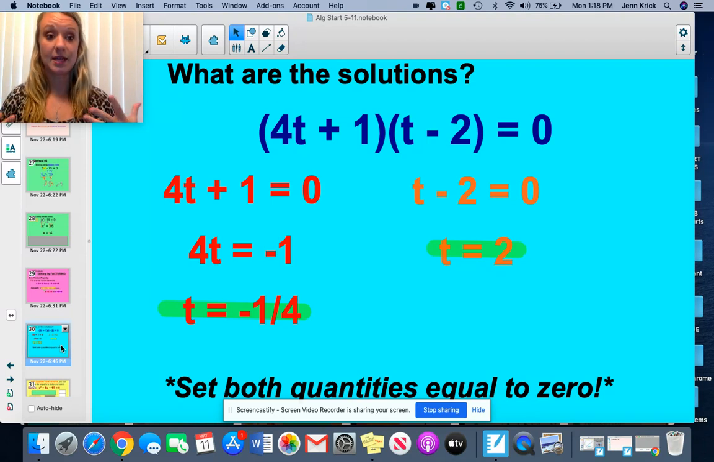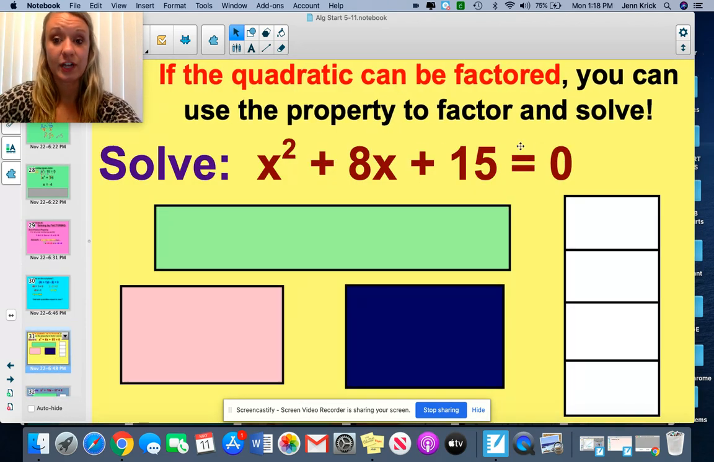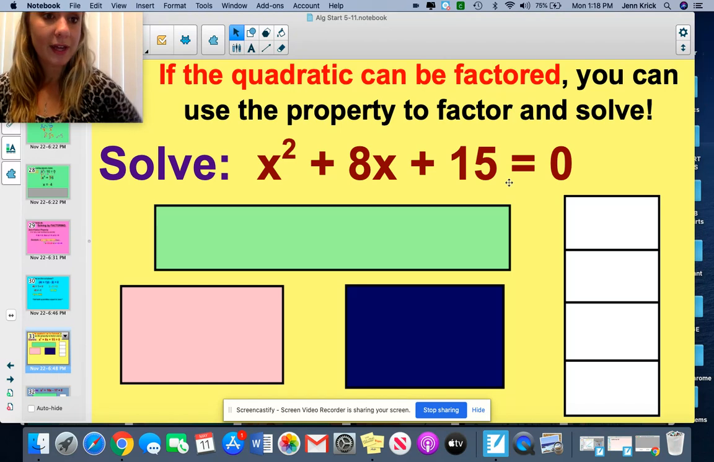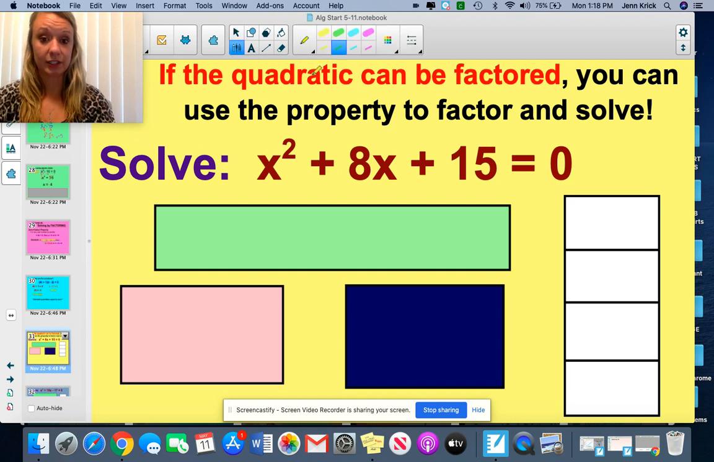Now, it's not always going to be that easy for you. You're going to have to go through the steps of factoring to solve. So here's what it's going to look like. If this quadratic can be factored, you can use the zero product property to factor and solve. Now, in a few days, you'll see ones that can't be factored, and I'll show you a different method of solving, but today it can. So go through your steps like normal to factor.